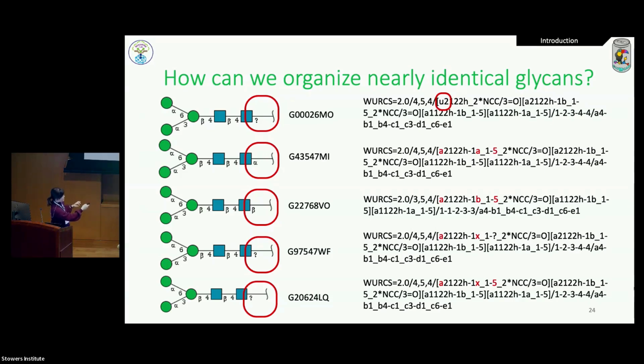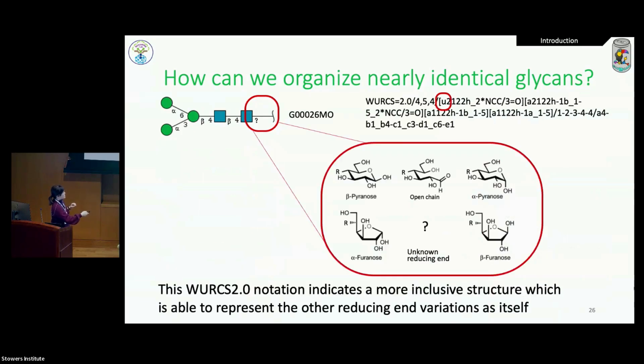So the red parts are what is different. Basically, this first bracket represents this first monosaccharide, and we have different symbols to indicate the anomeric configuration or the ring connection, and these are all different variations of those. But for this first one, we use the U representation, which basically refers to this entire group of monosaccharides. So this U residue is basically encompassing all the other reducing end variations to itself.